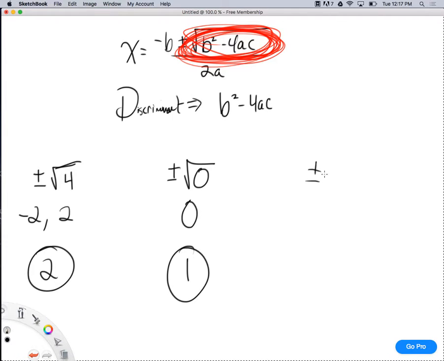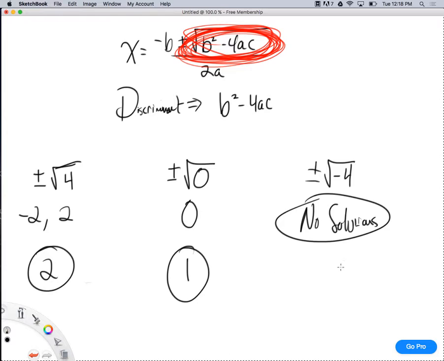What about if I give you plus or minus the square root of negative 4, and I tell you, give me all the real numbers that are represented by that? Well, are there any real numbers that you can multiply by itself to get negative 4? No. You can't take the square root of a negative number and get a real number. So there are no solutions. So it's 2, 1, and no solutions, 0 solutions, if it's negative. Why did I just show you this? Why did we take the time?